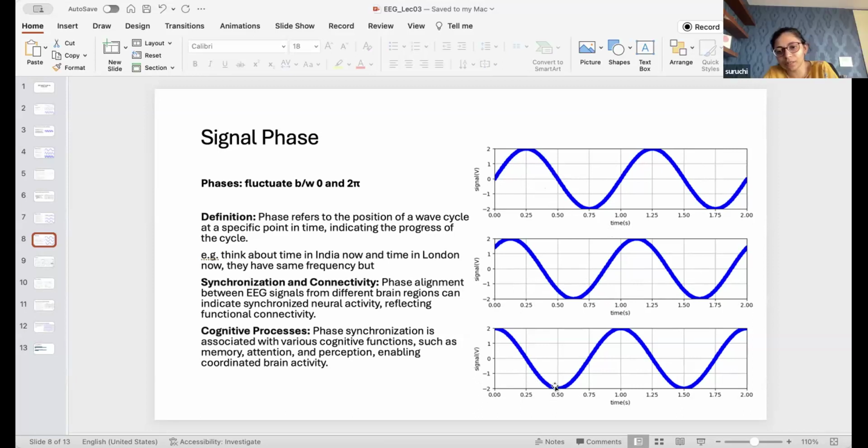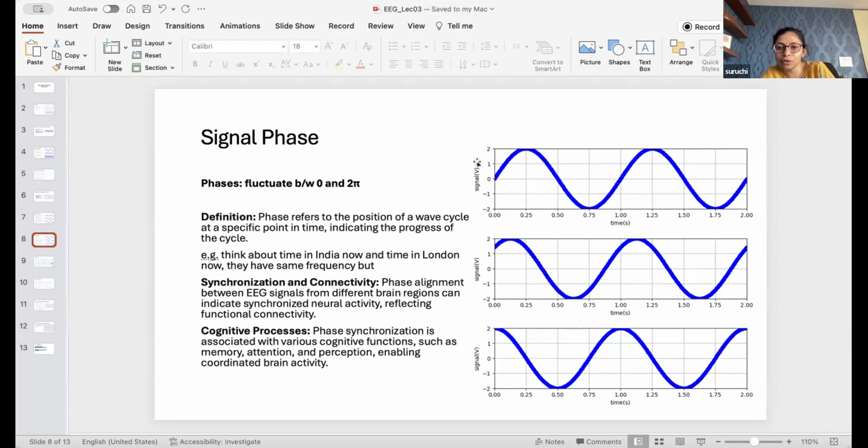What if I take 1 second from 0.5 to 1.5? How many peaks do you see in 1 second? Then it is one peak. So okay, the frequency is identical. Here again, you can take an interval from here to here, and you'll see in 1 second there's only one peak. So what is the difference?